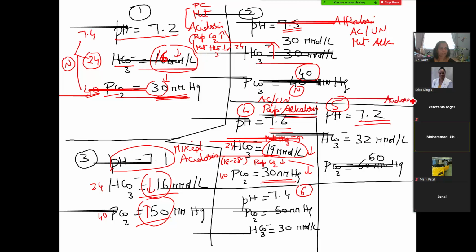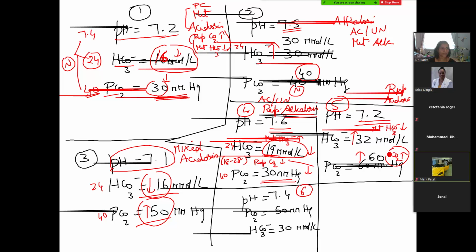Okay. Fifth one, what is pH? Acidosis. Then bicarbonate from 24 has increased. CO2 from 40 has increased. So which acidosis? If it is metabolic, what should have happened to bicarbonate in acidosis? It should have decreased. If it's respiratory, what should have happened to CO2? Increase. So which of the two has happened? Respiratory has increased. So it has to be respiratory acidosis.